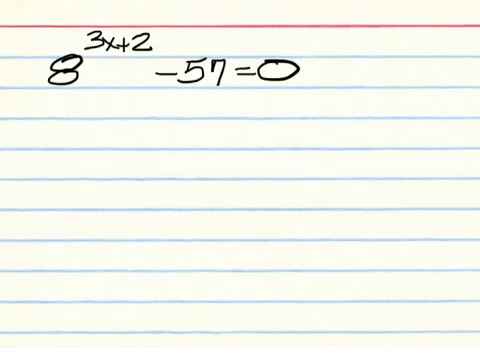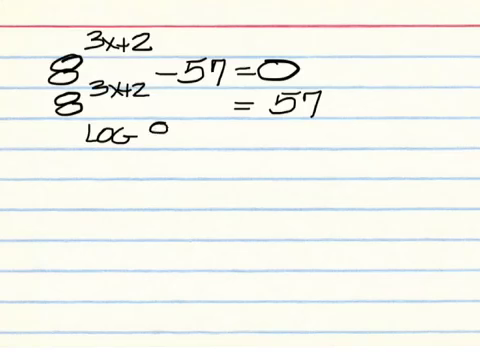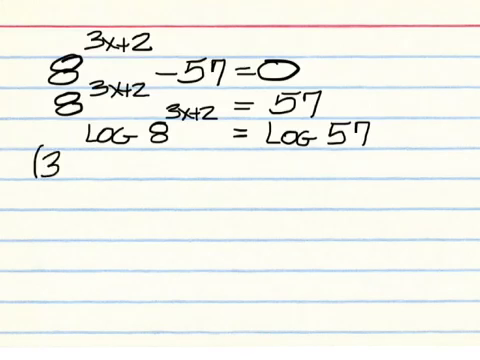In this example, we have 8 to the 3x plus 2 power minus 57 equals 0. Before we can do anything with logs, we have to move that minus 57 to the right side. So we have positive 57 on the right. Now we can do a log of both sides. So we'll have log of 8 to the 3x plus 2 power, and then log of 57. Now by rule you can bring down the 3x plus 2 power, but be sure to put it in parentheses.